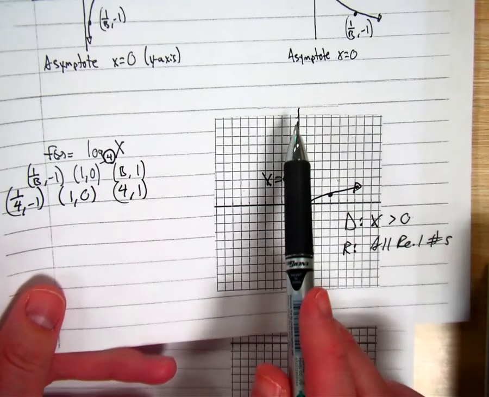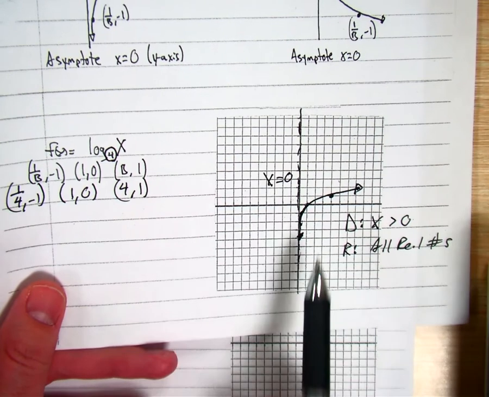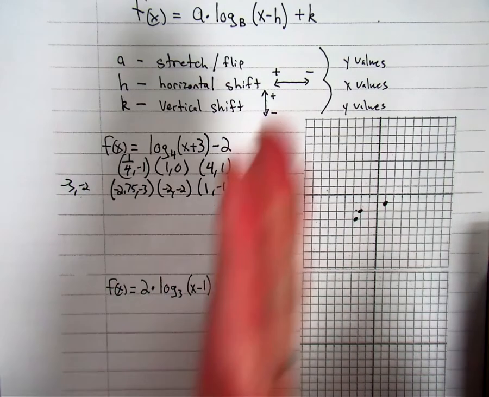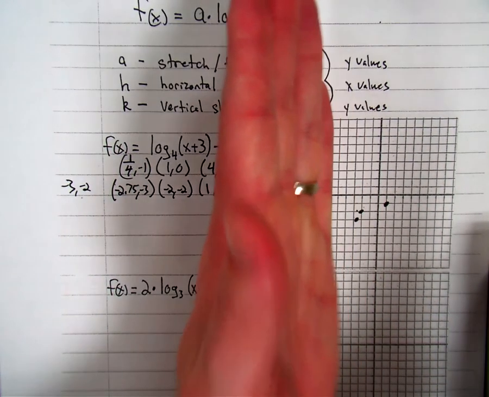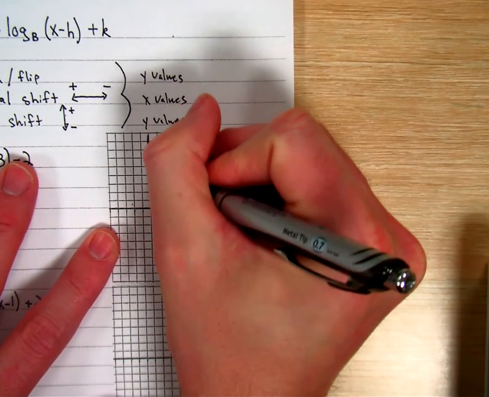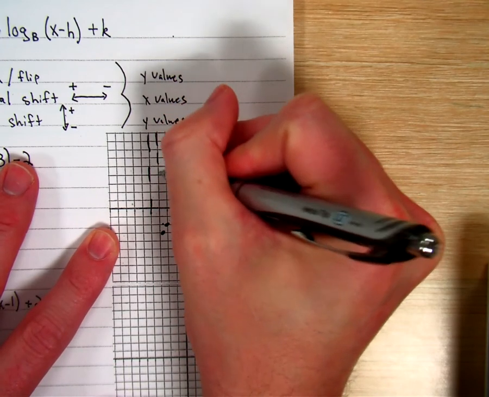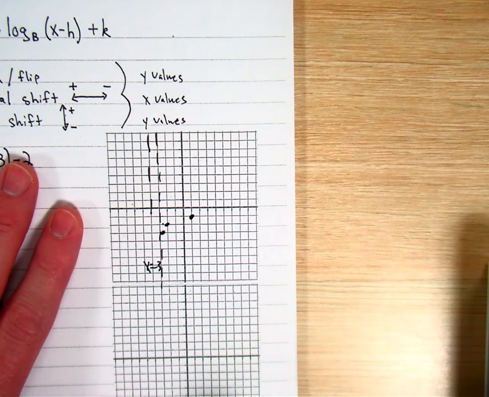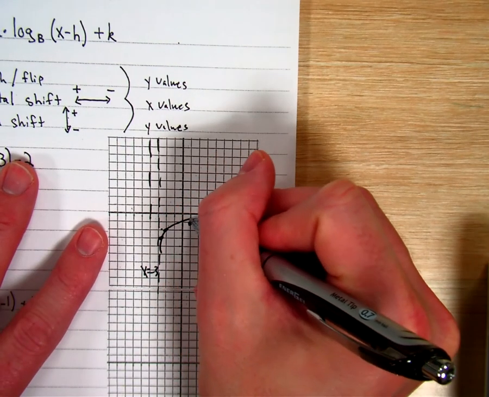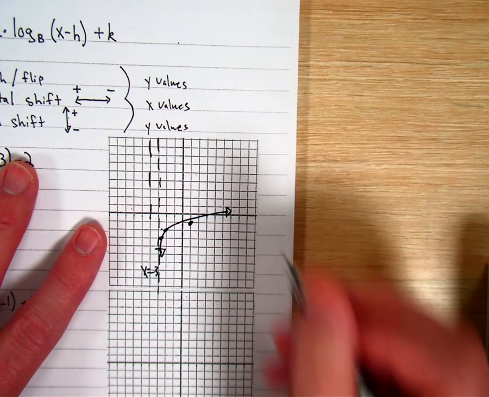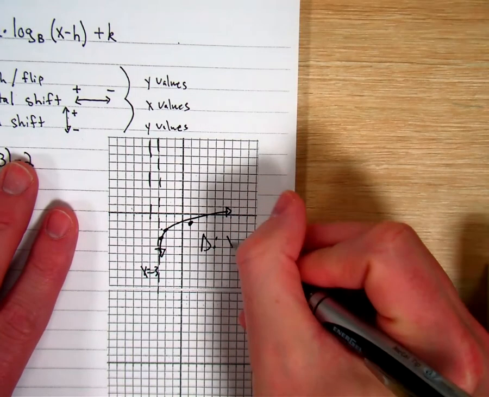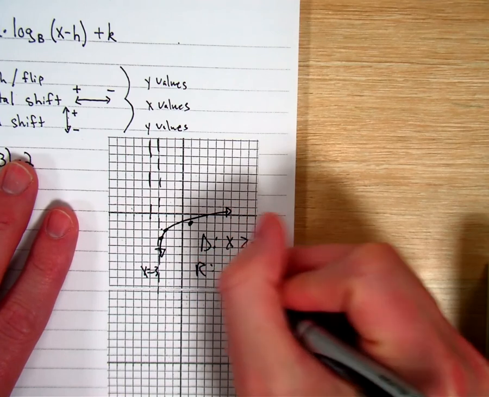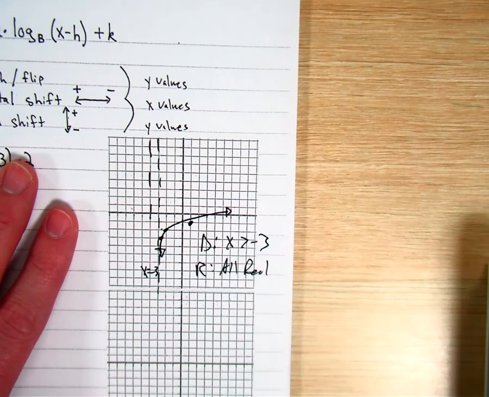Okay, so if our vertical asymptote was at x equals 0, the y-axis before, and we subtracted 3 from all of our x's, our asymptote is going to slide backwards 3. And we are now going to have our vertical asymptote at x equals negative 3. Okay, and there we go, up and over, very slowly there. Now our domain is x greater than negative 3, and our range is still all real.